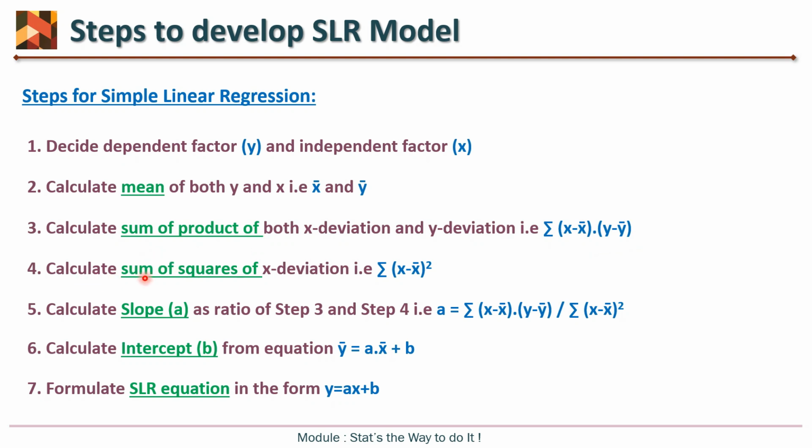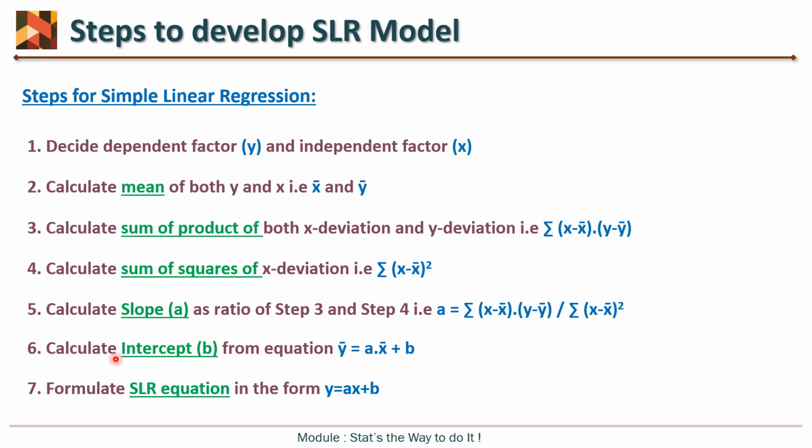Then the fourth step is the sum of square of x deviation, so it is summation of (x minus x bar) squared. Then the fifth step is to calculate slope a as the ratio of step 3 and 4. We already have the step 3 equation and step 4 equation, so we will take a simple ratio and we will get the slope, small a.